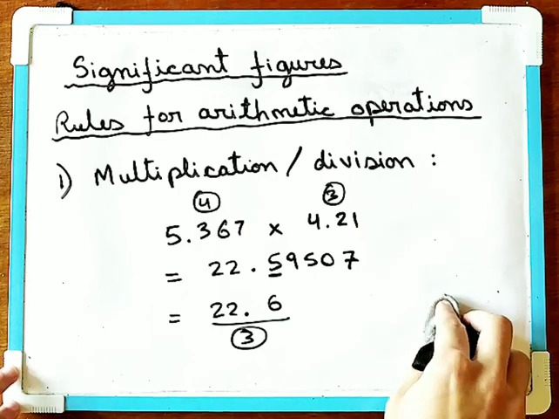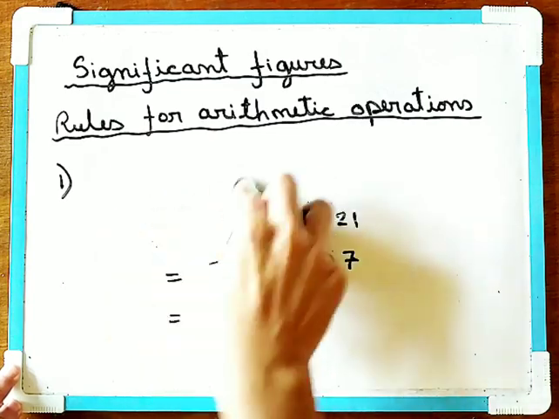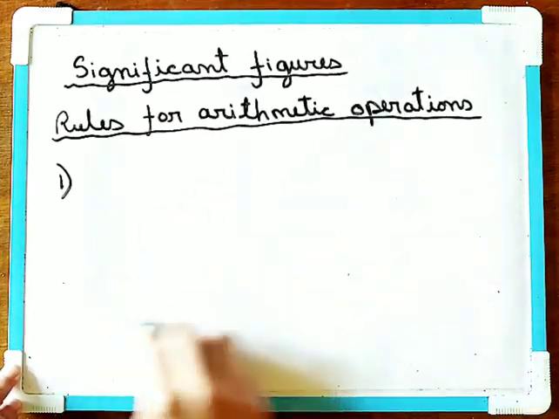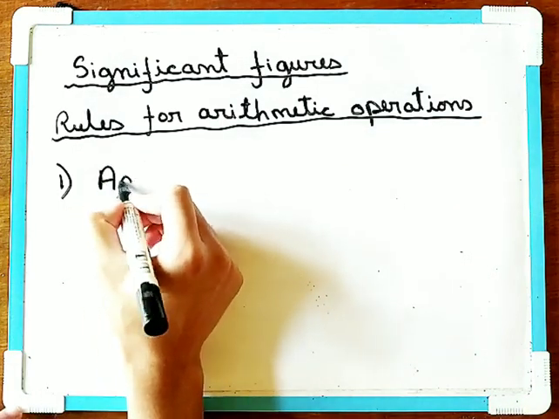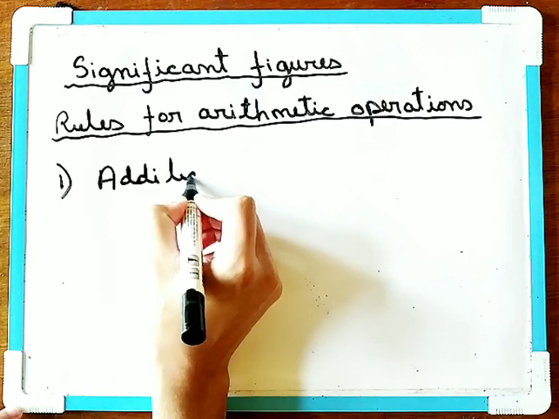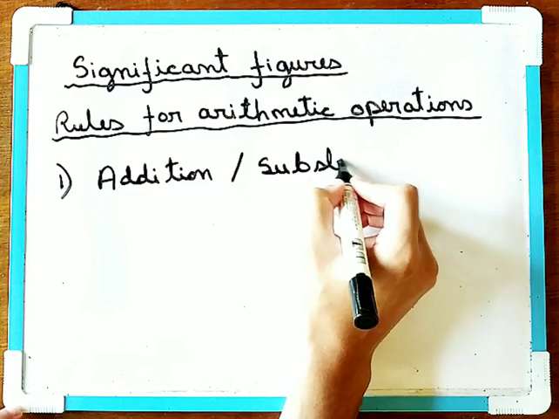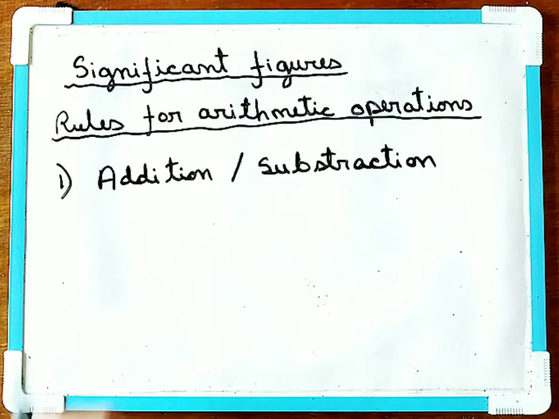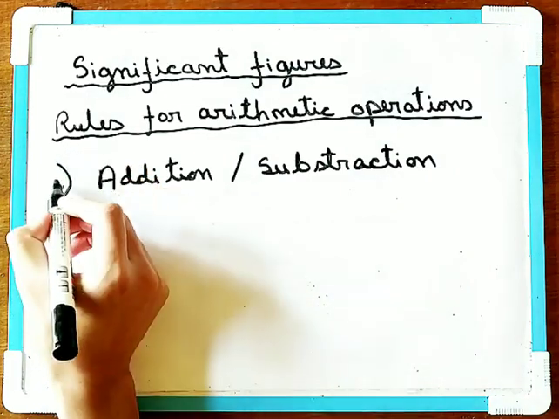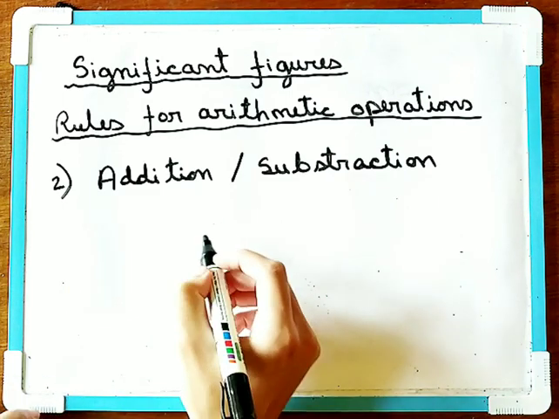Now the rule in addition or subtraction is different. So we come to addition and subtraction. Here it's different. In addition or subtraction, we only look at the number of digits after the decimal point.